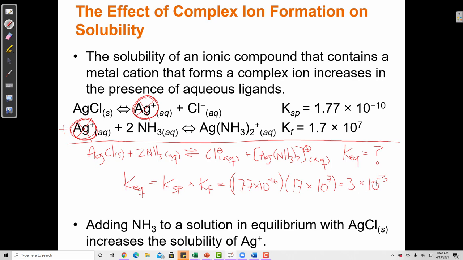However, 10 to the minus 3, I'm saying how much of this is going to dissolve? Well, the new KSP when I add ammonia is 3 times 10 to the minus 3, and before I added ammonia it was 10 to the minus 10. So in water, AgCl is incredibly insoluble, but in NH3, AgCl is much more soluble. And we can show that by combining these two equations.